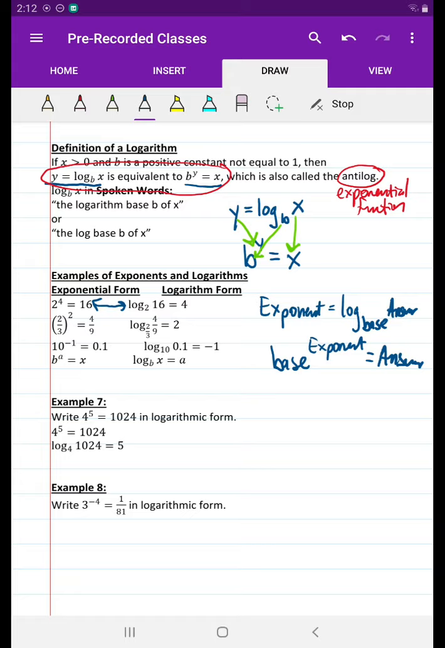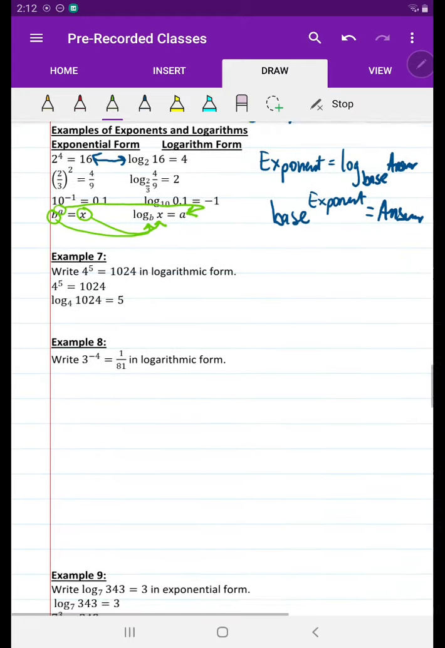So your base always goes beneath your log right there. And so your exponent becomes the answer and always goes on the other side of the equal sign. And then the answer in exponential form always becomes the argument of your log, right? And that goes after the base and before your equal sign. Okay, so you can see we hold on to our base, but we're just flip-flopping our answer and our exponent.